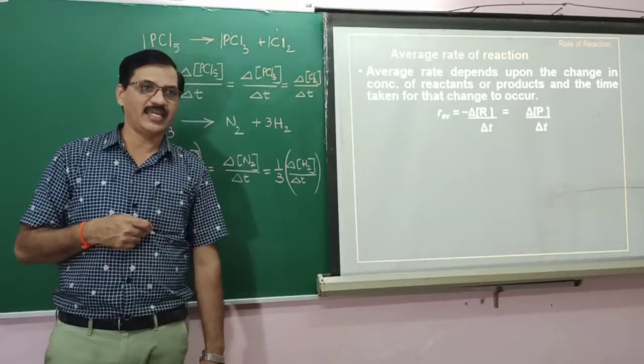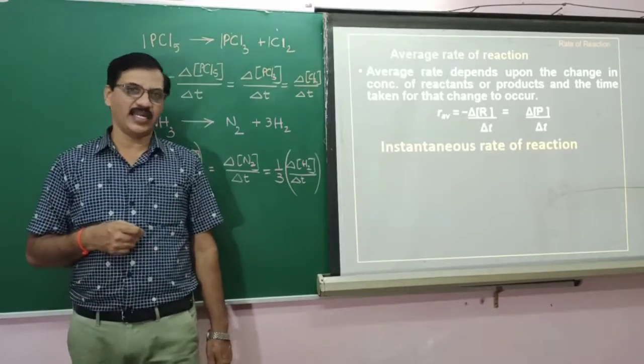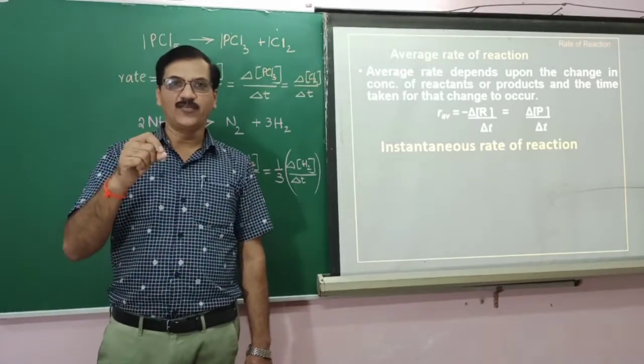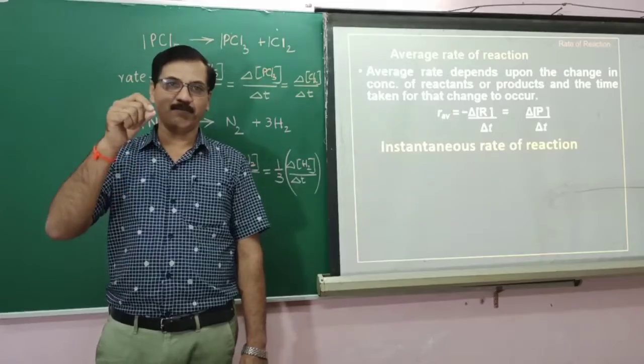So the total change that occurs in a time period is denoted by average rate of reaction. Then what is instantaneous rate? Instantaneous rate of the reaction is rate of the reaction at a particular moment.